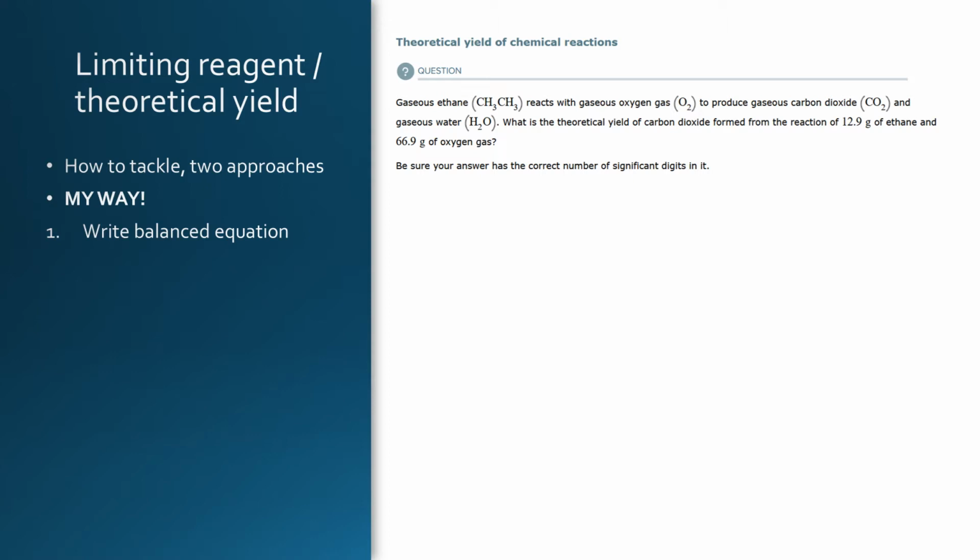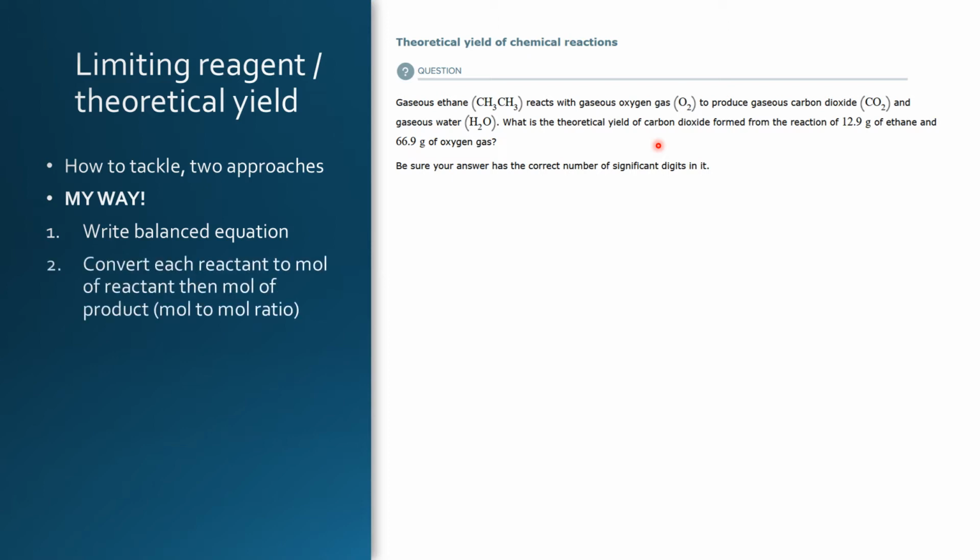The first thing you do is you write a balanced equation. ALEKS is fond of giving you combustion type reactions to write a balanced equation. There are also some problems that are acid-base neutralization. There may be others, but these are the two main ones. So the first thing you have to do is write a balanced equation.